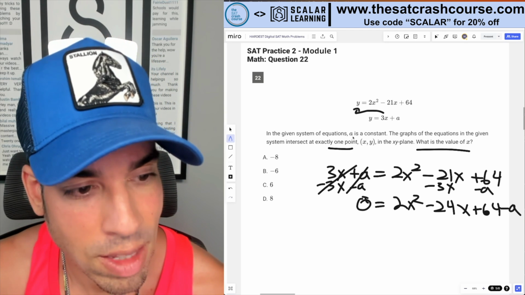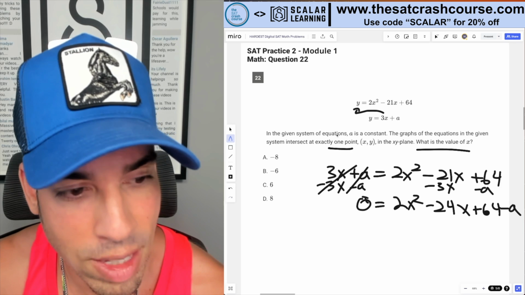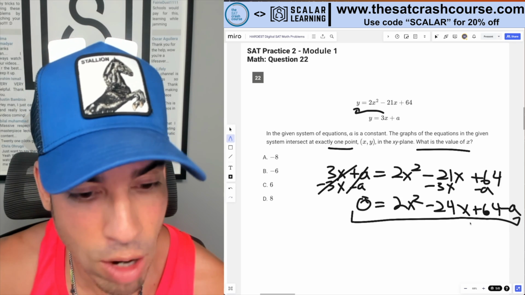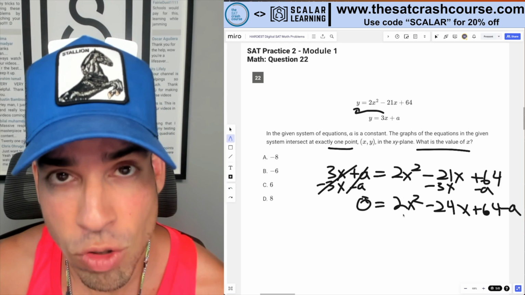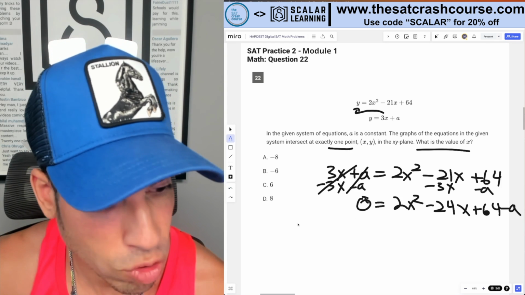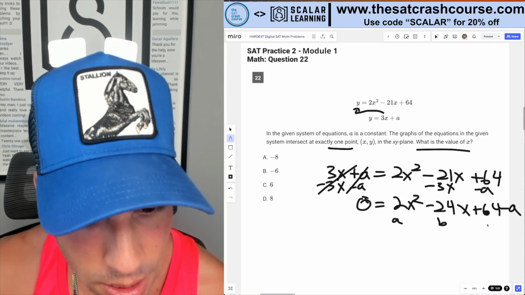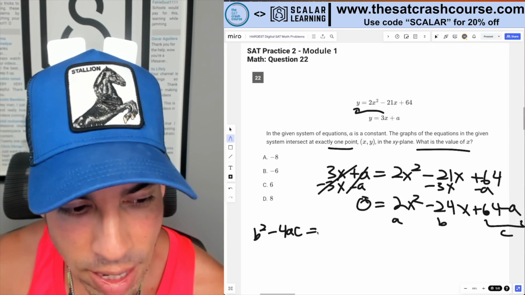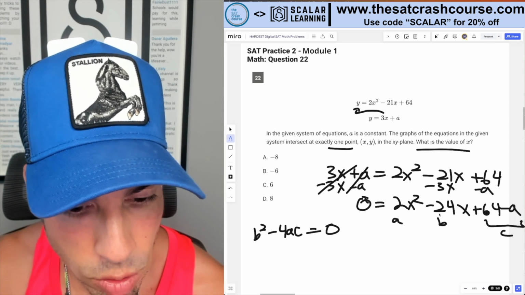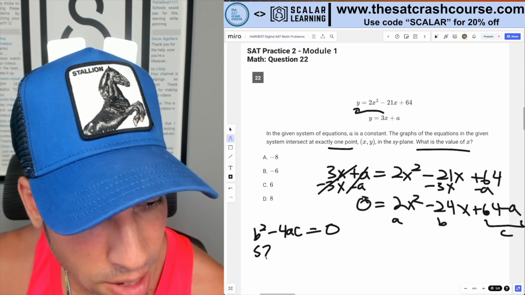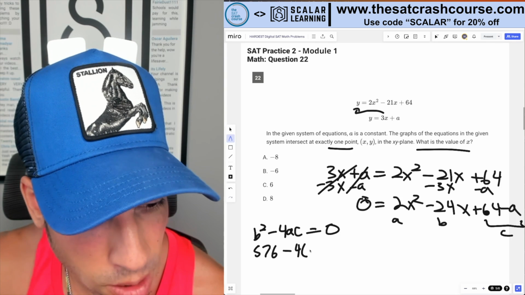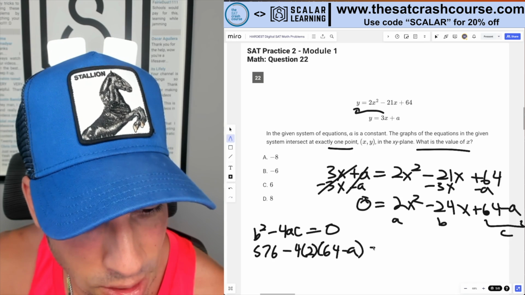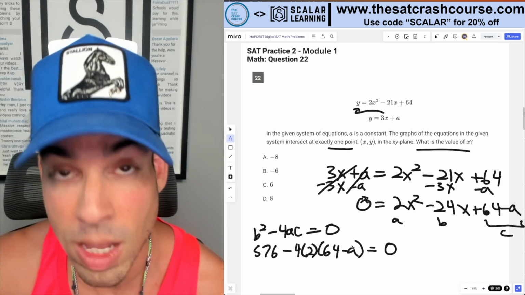It says that a is a constant such that these two intersect at exactly 1 point, meaning with this current quadratic that I've now created, I should have a discriminant of 0, okay? And what's the discriminant again? If this is a, b, and this whole thing is c, it's b squared minus 4ac. And again, for one solution, it must equal 0. So b squared, 24 squared is 576 minus 4 times a, which is 2, times c, which is 64 minus a, is equal to 0. All right, and this will allow us to solve for a.